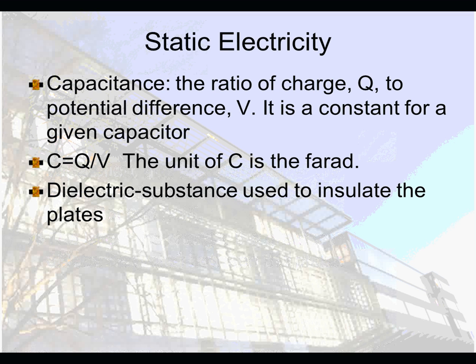Now, the capacitance. The capacitance is the ratio of the charge. When you calculate the capacitance, the equation that you use is C equals Q divided by V. Q is the charge. V is the potential difference. So you got the charge divided by the potential difference to give you C, the capacitance. Now the unit for capacitance is the farad, F-A-R-A-D. So when we divide the charge by the potential difference, we get the farad, the capacitance.